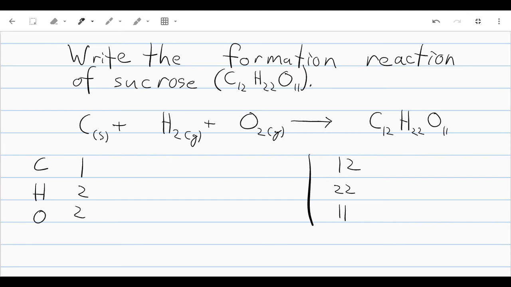So I want to find the lowest common multiple of 11 and 2, and that's going to be 22. So I'm going to stick a 2 in front of my sucrose, and I'm going to stick an 11 in front of my oxygen. Now, whatever I do to one element in the sucrose, I have to do to all of them. So that's going to actually double everything on this side.